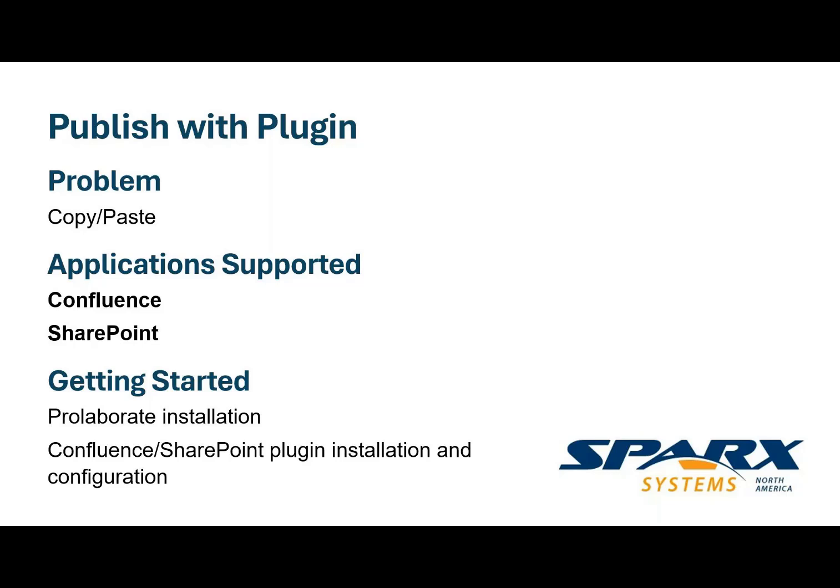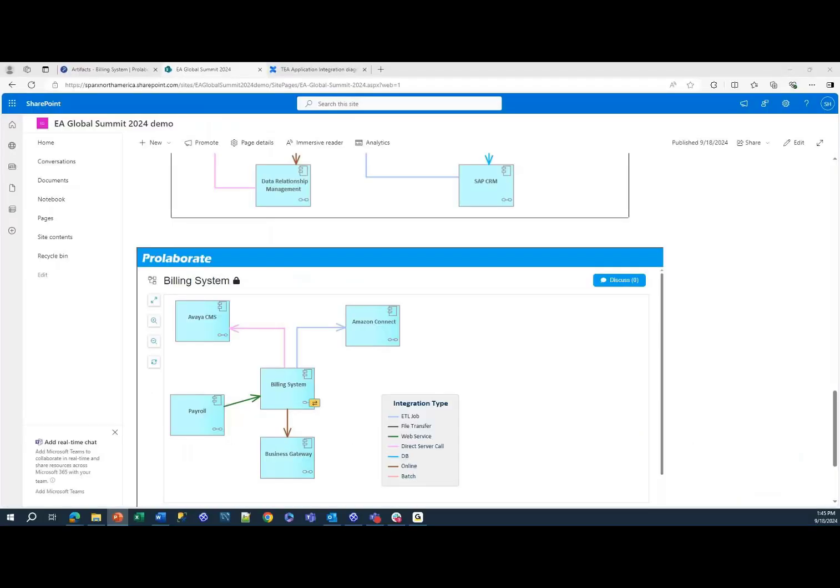Getting started, or what's required to do it, of course, Prolaborate needs to be installed, but then either the Confluence or the SharePoint plugin installation and configuration also has to happen. So there's a few steps that need to take place. Let's take a look at how that gets executed. So first of all, we need to make sure that in Prolaborate we have set up the integration application access management, and that's done in Prolaborate.